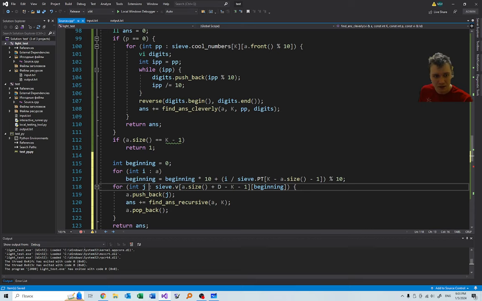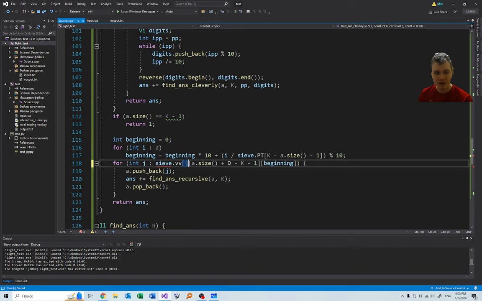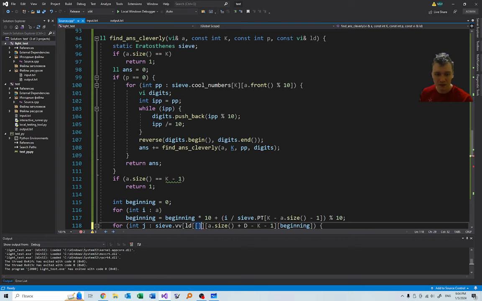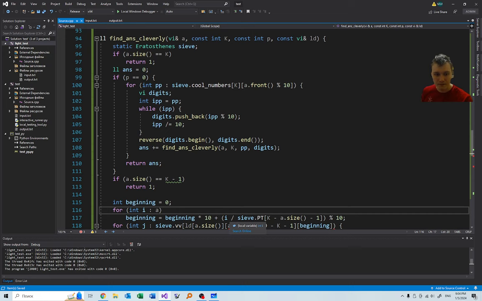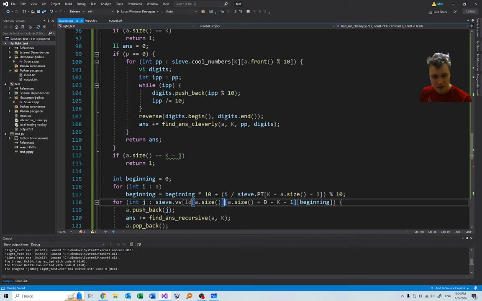This should be fine. And now we take this time VV here. So first of all, we need the first digit. To take the first digit, we need to look in LD A.size. This is actually the last digit. Yeah, we know the last digit. The second thing is the same.